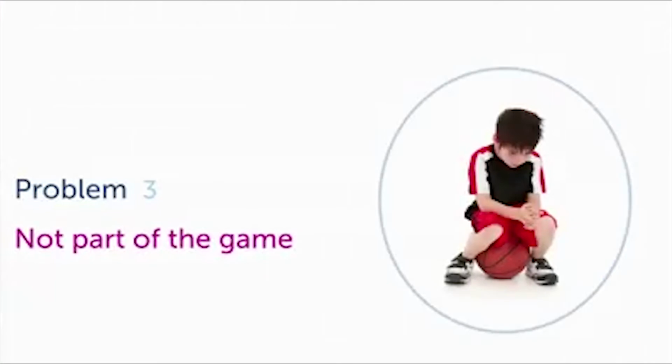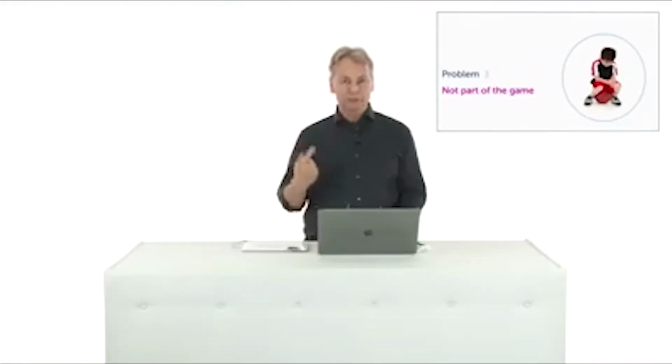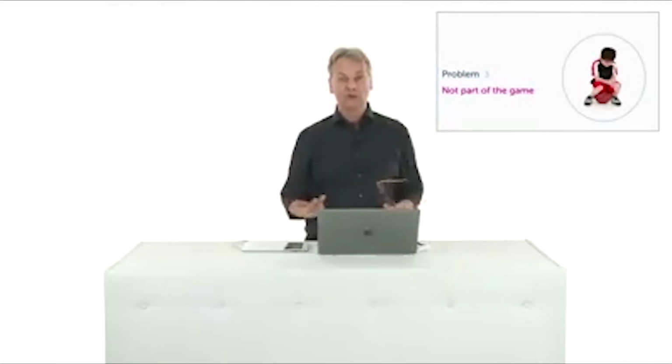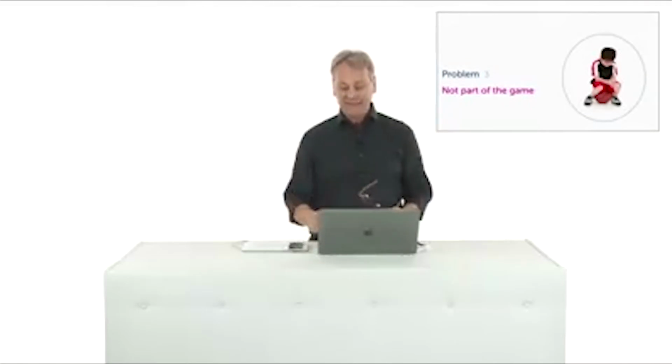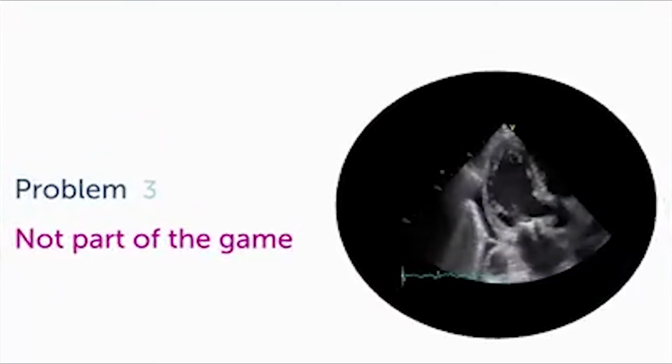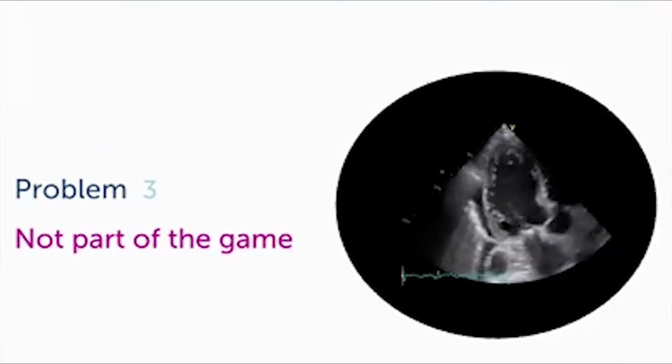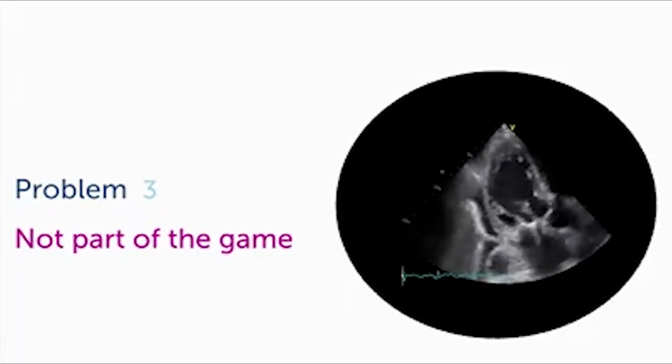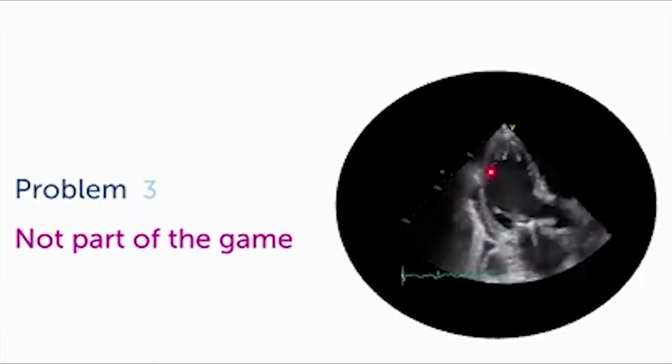Problem number 3. If we're performing a Simpson biplane calculation of ejection fraction, we're only using the 4 and the 2 chamber view. This means we're not seeing, for example, the posterolateral region, and we're not seeing the anterior part of the septum. In this ventricle, you will obviously get a wrong impression of ejection fraction when you perform the Simpson method because we have a wall motion abnormality right here. This will not be part of the calculation.